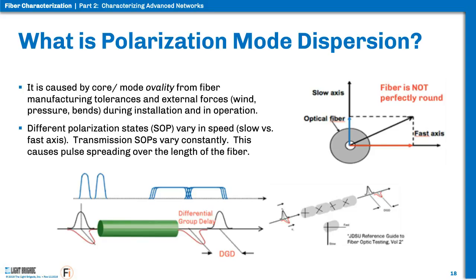This happens constantly. The spacing between these states is called differential group delay, and it's very hard to measure DGD directly. So what we actually measure with polarization mode dispersion is the average of DGD over a lot of conditions, and that value is PMD, or polarization mode dispersion. You can also see in the lower right-hand corner a different way to look at it, showing those axis changes along the way, and the slow and the fast axis.